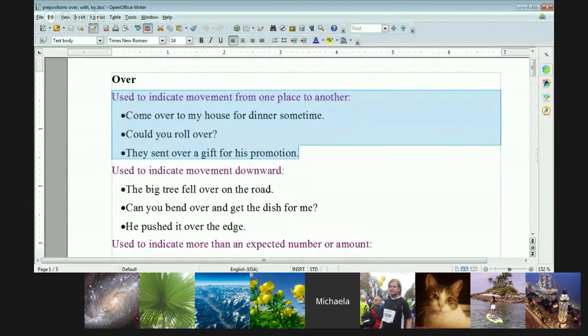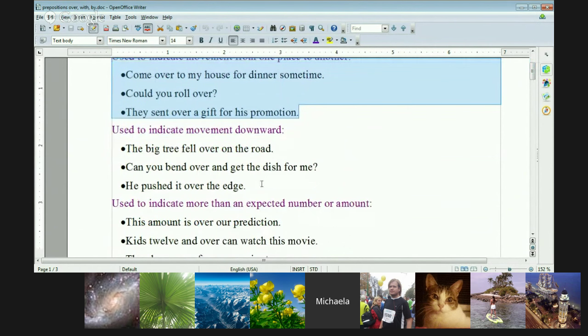And let's read a little bit. We've got some patterns that you see with over and some examples. Ampere, will you read the first highlighted section for us? Over, used to indicate movement from one place to another. Come over to my house for dinner sometime. Could roll over. They sent over a gift for his promotion.